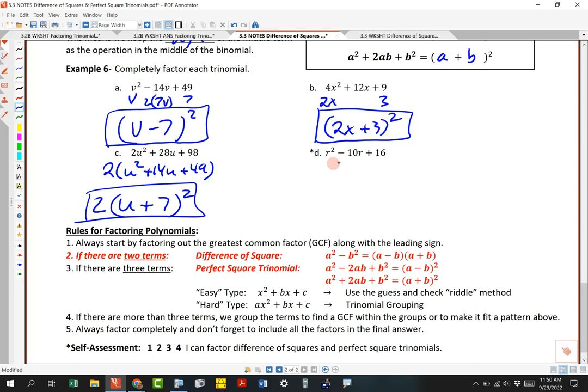Starts with a perfect square, ends with a perfect square. Perfect square of r, perfect square of 4. That'd be 4r. Double it. Is that the right middle term? No. It is not. Give up?